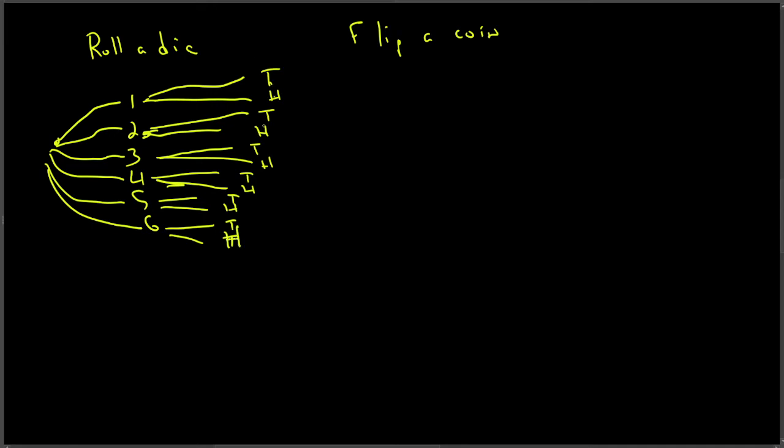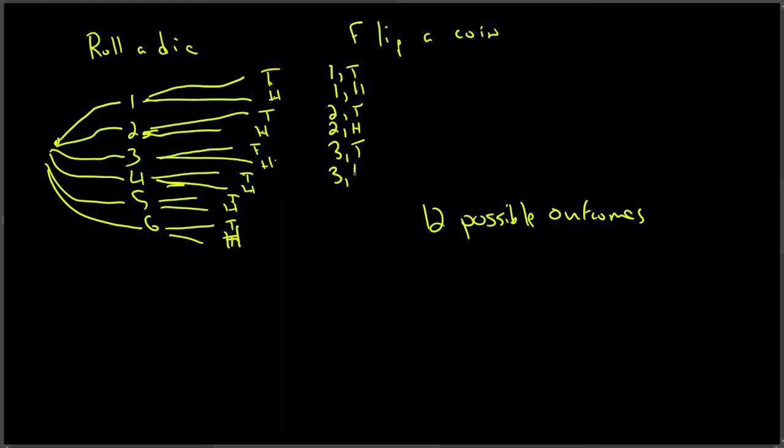And there's 1, 2, 3, 4, 5, 6, 7, 8, 9, 10, 11, 12. There are 12 possible outcomes of rolling a die and flipping a coin. And what are they? Well, I can roll a 1 and get a tails. I can roll a 1 and get a heads. 2 tails, 2 heads, 3 tails, 3 heads, 4 tails, 4 heads, 5 tails, 5 heads, 6 tails, 6 heads.